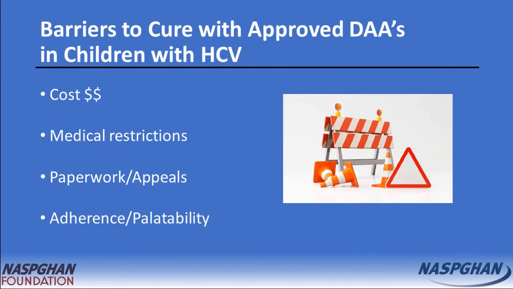Once we provide the therapy, we need to make sure that the patients take them throughout their course. 1 pill a day for 12 weeks seems relatively short, but can sometimes be a challenge for adolescents. And the granules and pellets that are available for the 3 to 6-year-olds can sometimes be a little bit of a problem with palatability.